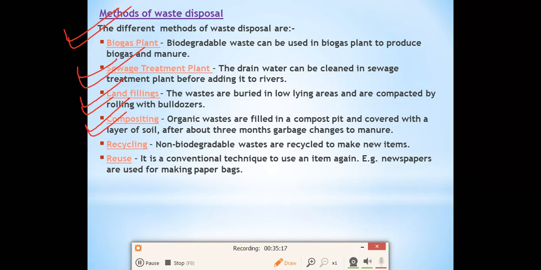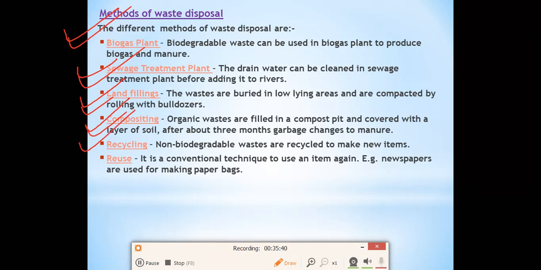Composting. Organic waste is filled in a compost pit and covered with a layer of soil. After about 3 months, garbage changes to manure. Yes, many times what happens, all the organic waste like vegetable peel, fruit peel, dead plants and animals are filled in the compost pit, and after that they are covered with a layer of soil. After 3-4 months, when we go, we can see that those wastes are changed into manure.